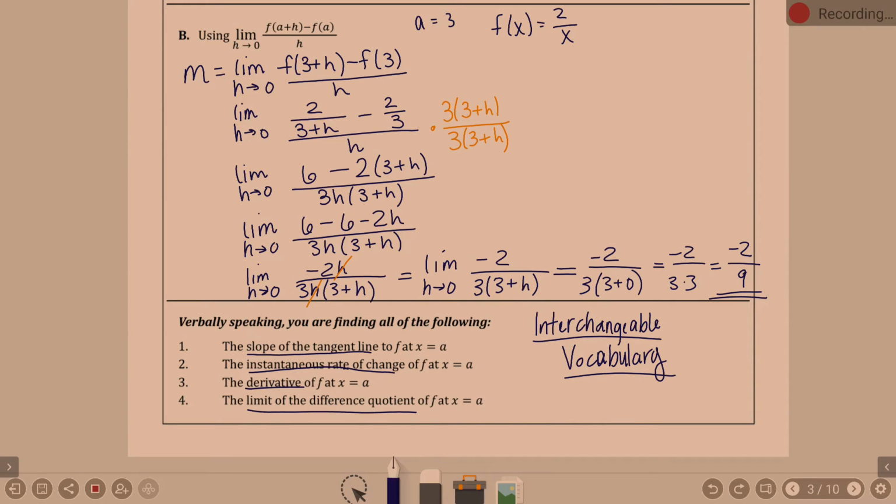Now, why is this important? Because in calculus, are they always just going to say, find the derivative, find the slope? In word problems, you're going to see things like instantaneous rate of change or limit of the difference quotient, you'll see some of these various things. Okay? So you need to know they are all the same idea.